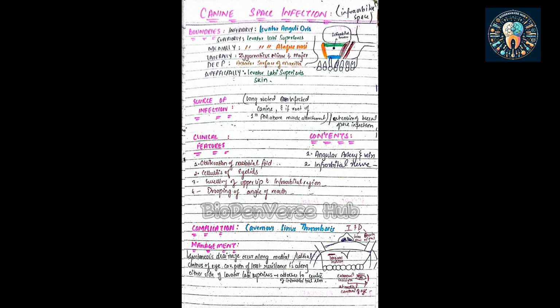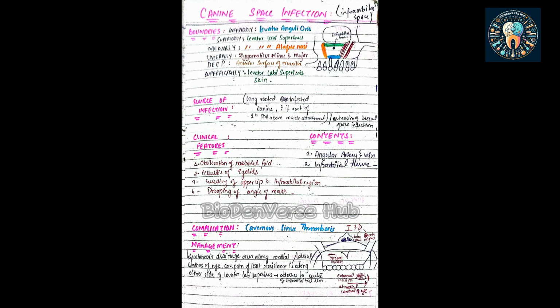Clinical features: obliteration of the nasolabial fold, cellulitis of the eyelid, swelling of the upper lip in the infraorbital region as well, and drooping of the angle of the mouth. So these were the important clinical features to be noted. Any patient presenting with these clinical features has a peculiar and typical appearance of canine space infection. A complication of canine space infection involves cavernous sinus thrombosis.